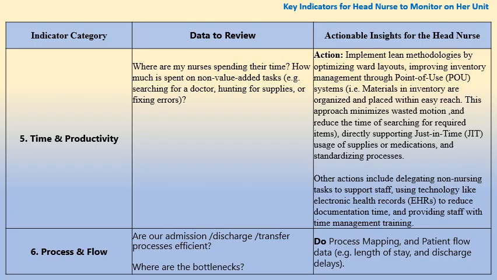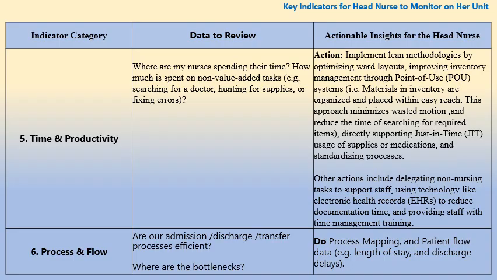Indicator 5. Time and productivity. Data to review. Where are my nurses spending their time? How much is spent on non-value-added tasks? For example, searching for a doctor, hunting for supplies, or fixing errors. Action. Implement lean methodologies by optimizing ward layouts, improving inventory management through point-of-use (POU) systems. That means materials and inventory are organized and placed within easy reach.